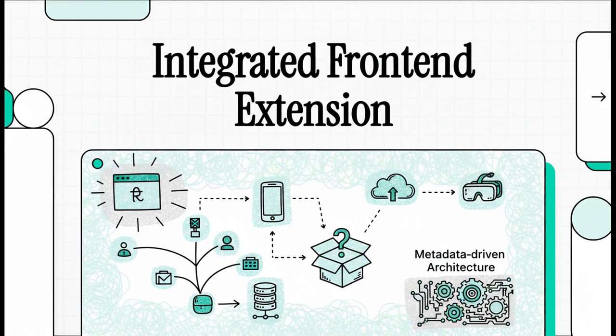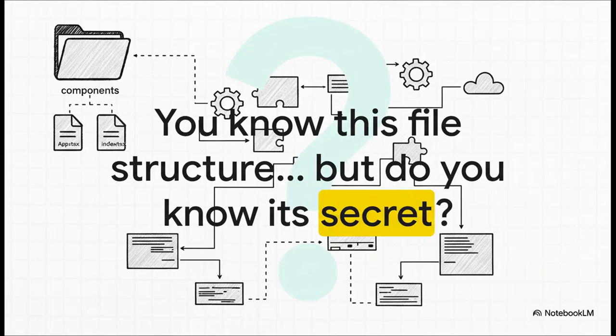So let's dive in. Take a look at this. You've seen a file structure like this a million times, right? App.tsx, index.tsx, the usual components folder. It feels totally familiar. But here's the thing. In this setup, these files are hiding a pretty big secret. They're part of this powerful shift in how we think about building software, moving away from standalone websites and toward apps that are more like plugins inside much larger platforms.